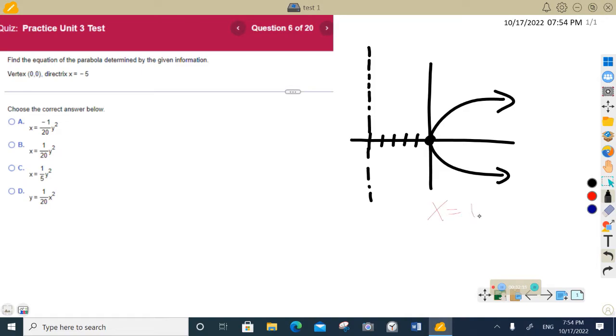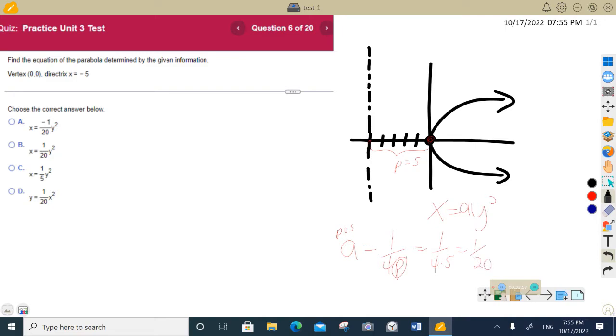It's going to be x equals a y squared. Since the vertex was at 0, 0, there's nothing attached to y or x, so we just have to find out the a. Now remember, to find a, it's going to be 1 over 4p. Also, I want you to notice that the parabola is opening to the right, so your a is going to be positive. p is the distance from the vertex to the directrix, so that's a distance of 5. So we have 1 over 4 times 5, which is 1 over 20.